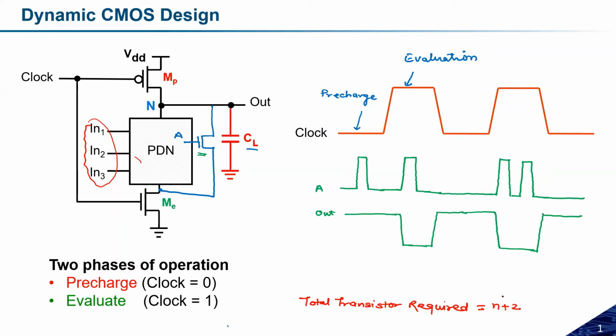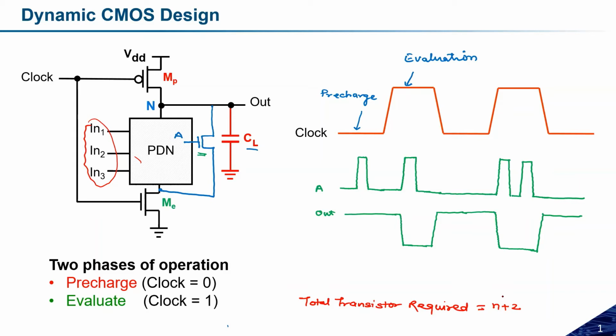But in case of CMOS, I need 10 transistors. And for 5 inputs in the dynamic, I need 7 transistors only. Okay, so as we increase the number of inputs, the area saving or area penalty in the CMOS circuit will be more, as compared to the dynamic one. So this is how we can utilize this one.